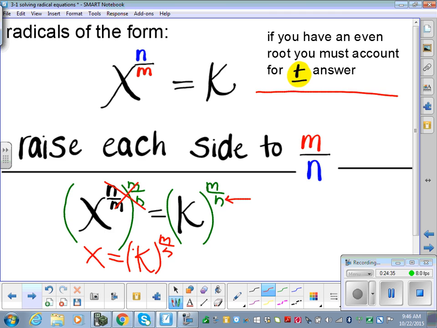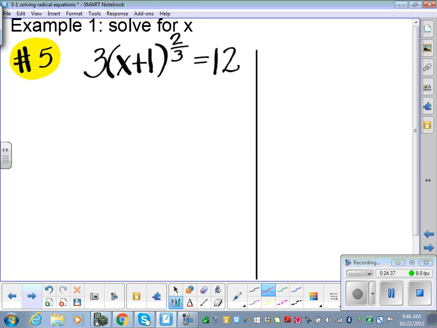Okay. So here's our first example. I'm going to do number 5 with you on the worksheet, so if you want to do it right on there, that's fine. It says, solve for x. So we have 3 times (x plus 1) raised to the 2/3 power, which is equal to 12.